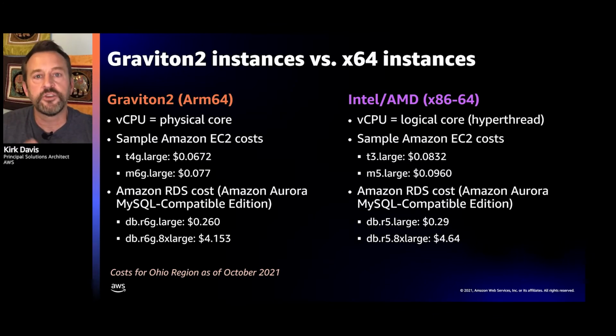But with a Graviton2 instance, each vCPU is a physical core. So if you have an instance type, say, that has 8 vCPUs, if it's based on Intel or AMD processors, that's going to have 4 physical cores and thus 8 hyperthreads or 8 logical cores. But with a Graviton2 instance with 8 vCPUs, there's 8 actual physical cores. So keep this difference in mind if you're manually allocating threads in .NET or manually setting the max size of the .NET thread pool.